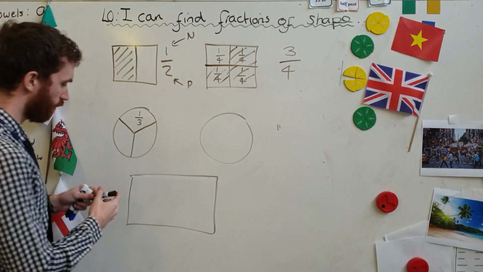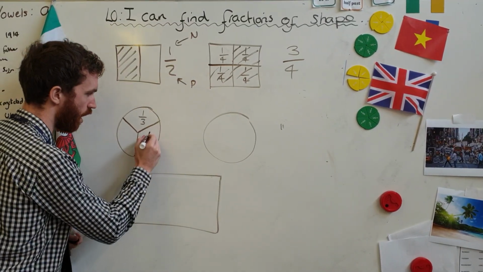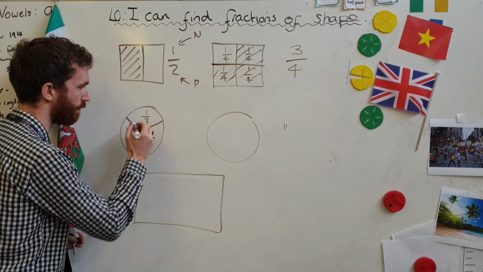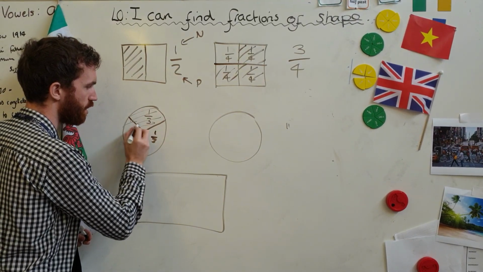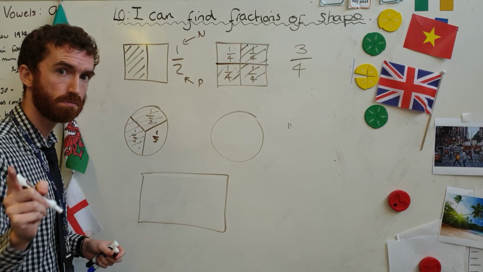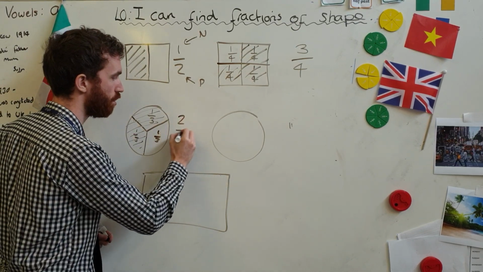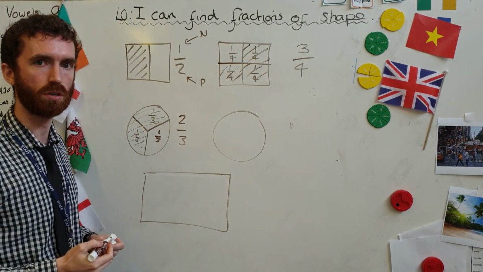So if I split this up into thirds, here we go, another third, and I shade this much. How much have I shaded? Correct, 2 out of 3, or 2/3.